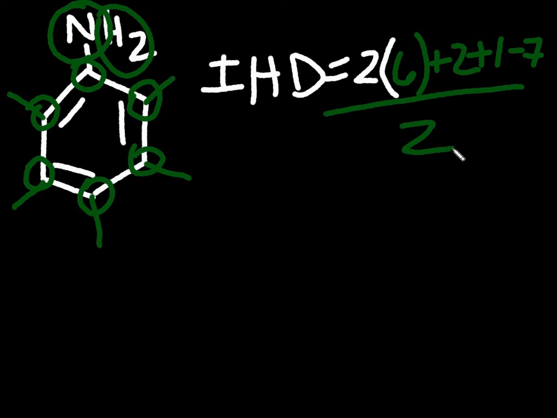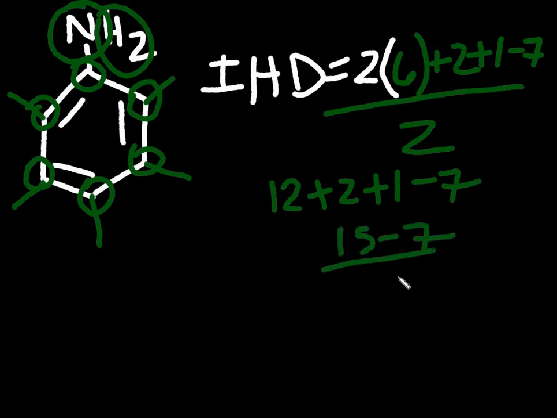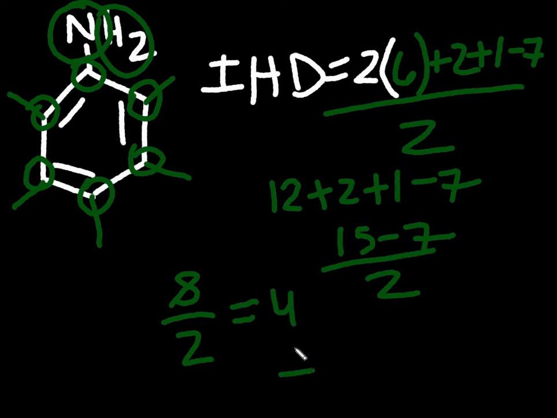All over 2. So now 2 times 6 is 12. 12 plus 2 plus 1 minus 7. 12 plus 2 is 14, plus 1 is 15, minus 7, over 2. 15 minus 7 is 8. 8 over 2, and 8 divided by 2 gives you 4. So for this compound, IHD equals 4.